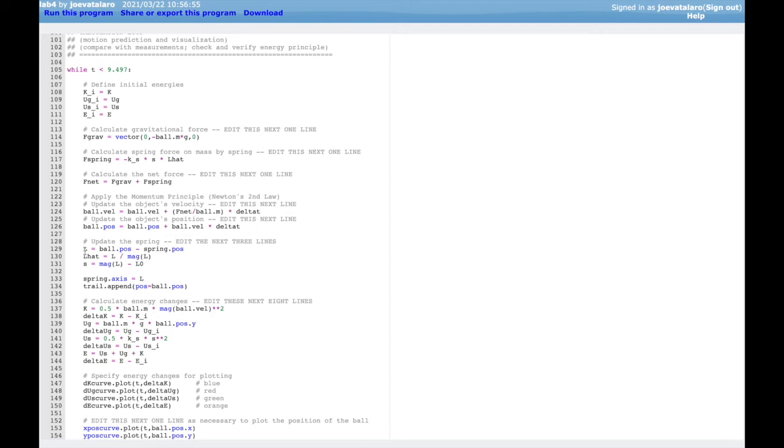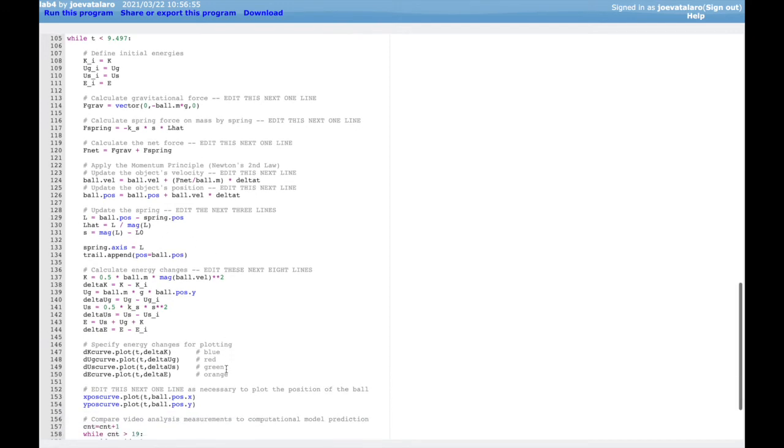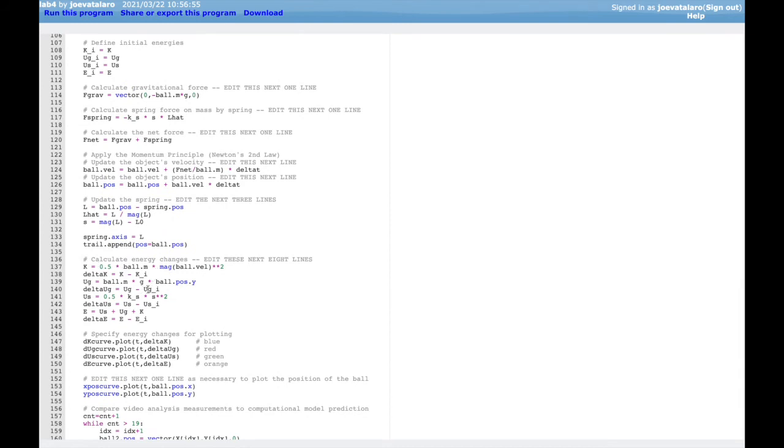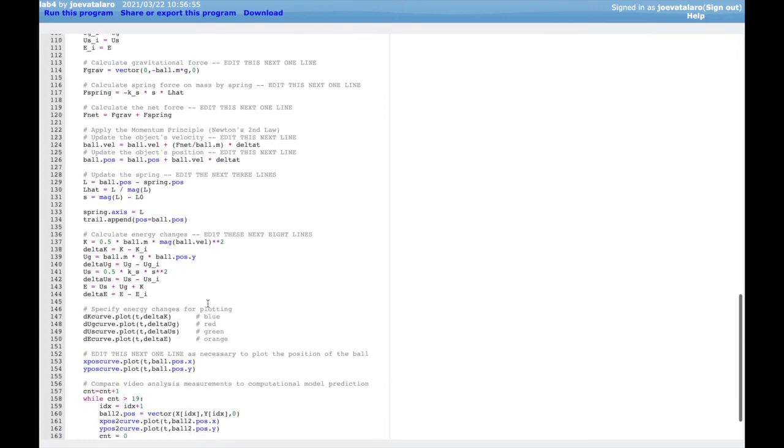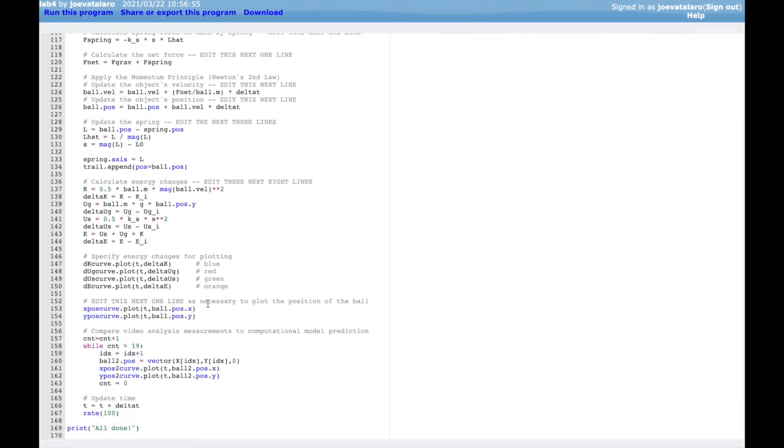Another thing to note is updating our energy. All we do is take the energy at the moment and subtract the initial energy to find the change in energy. This will be very important when we see the graphs.